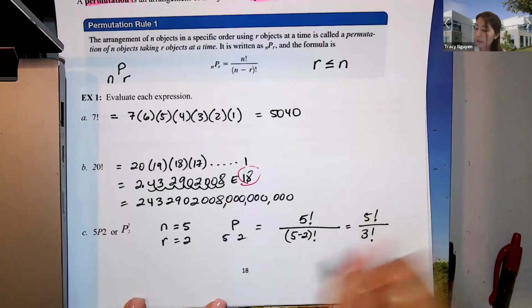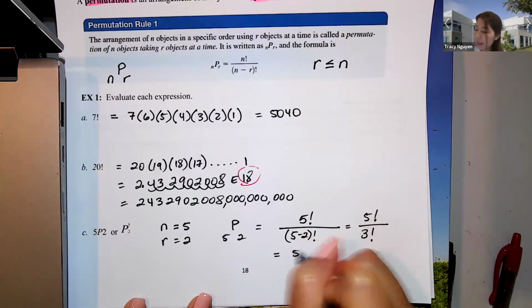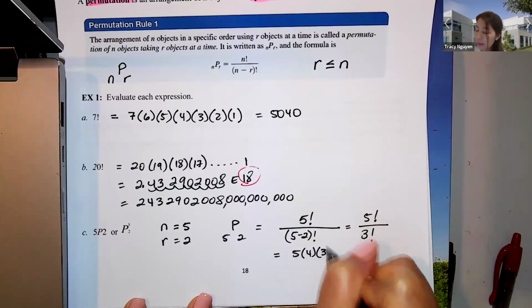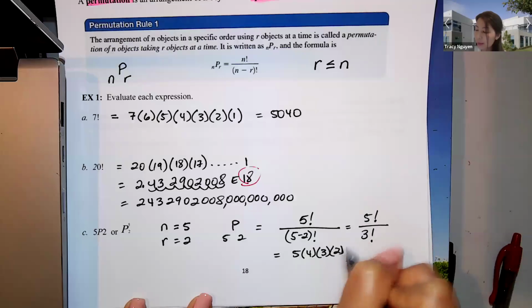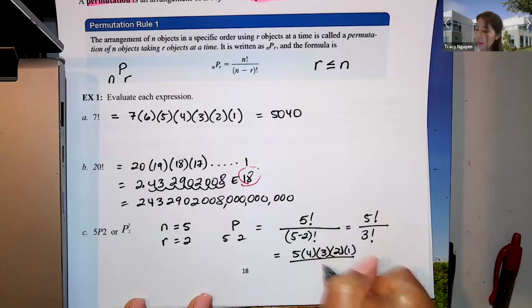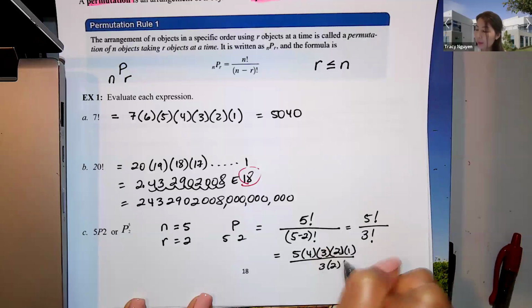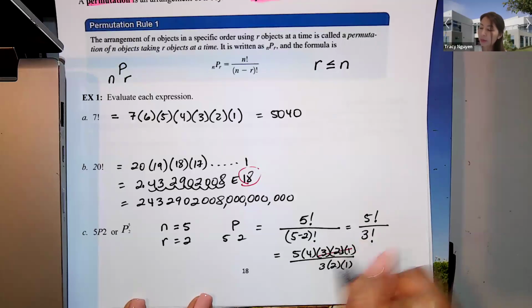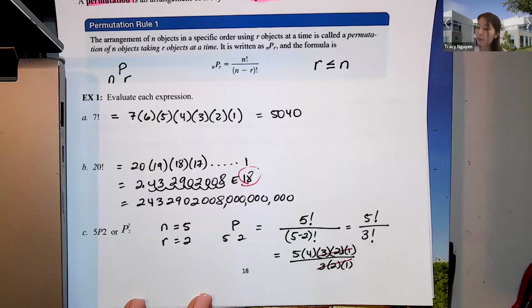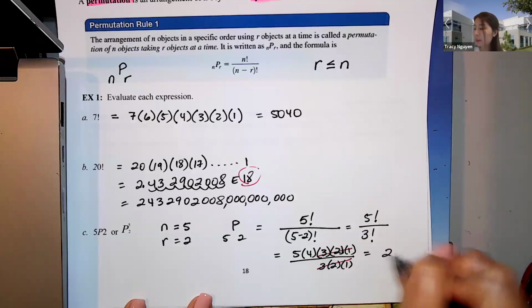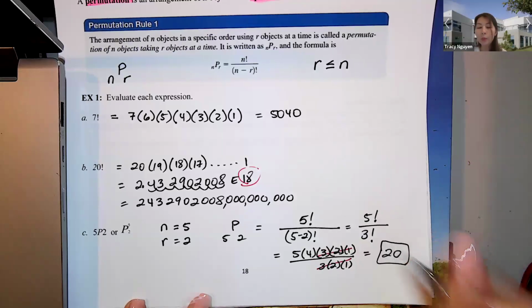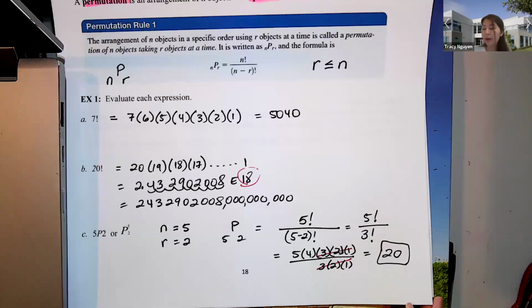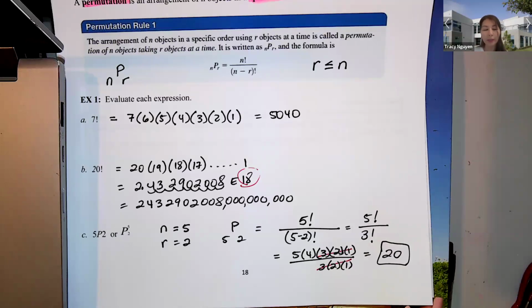Now we work out 5 factorial, which is 5 times 4 times 3 times 2 times 1. The 3 factorial in the denominator is 3 times 2 times 1. We can simplify the common factors of 3 times 2 times 1. We're left with 5 times 4, which is 20. This is one way to solve for permutation, by applying the permutation formula.